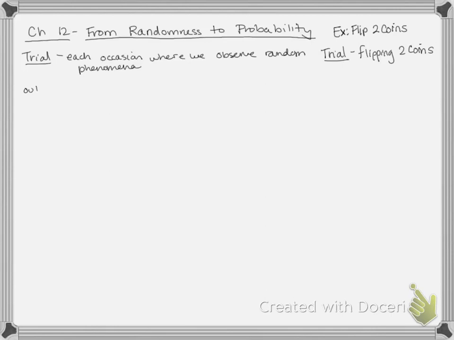So an outcome would be the value of the trial, right? So the value of the trial, okay? So for the random phenomena.